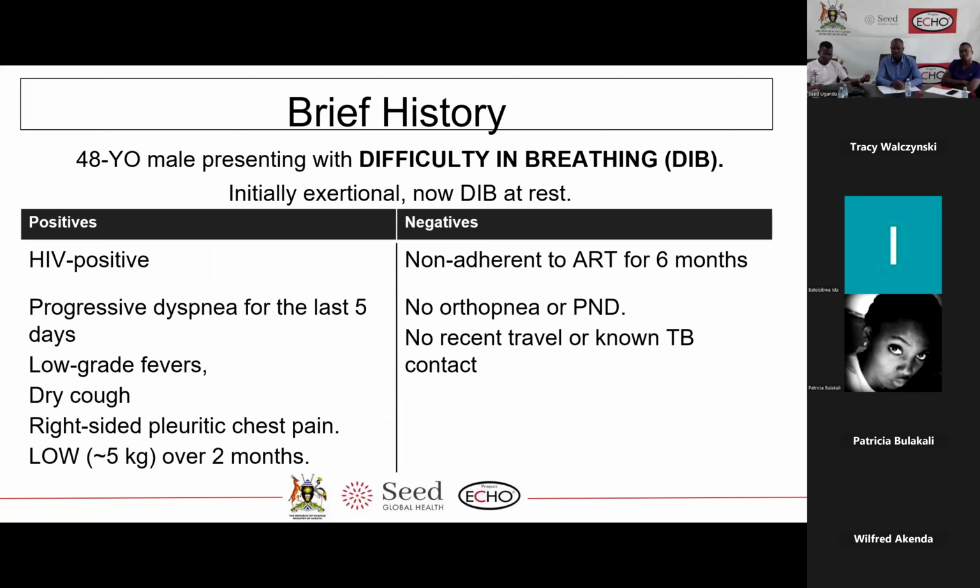As I said, this afternoon I am the case presenter. My name is Patricia Bulakali, and I will talk about a 48-year-old man presenting with difficulty in breathing. Initially exertional, now the difficulty in breathing is present at rest. He is a known HIV positive, but not adherent to antiretroviral therapy for the last 6 months. He has progressive dyspnea for the last 5 days, but no orthopnea or paroxysmal nocturnal dyspnea. He has low-grade fevers, dry cough, right-sided pleuritic chest pain, has lost weight of around 5 kg over the last 2 months, and denied any history of recent travel or known TB contact.